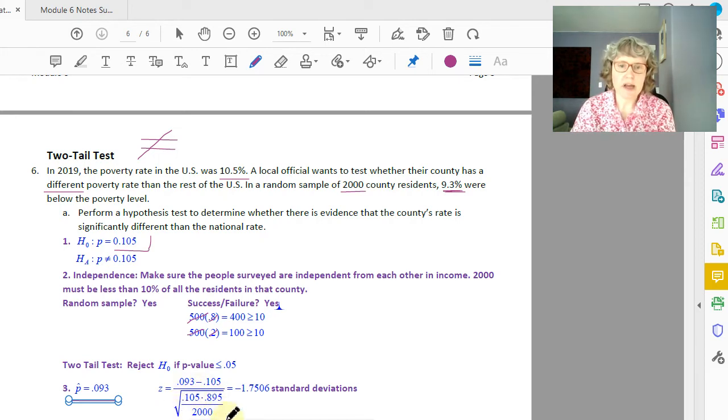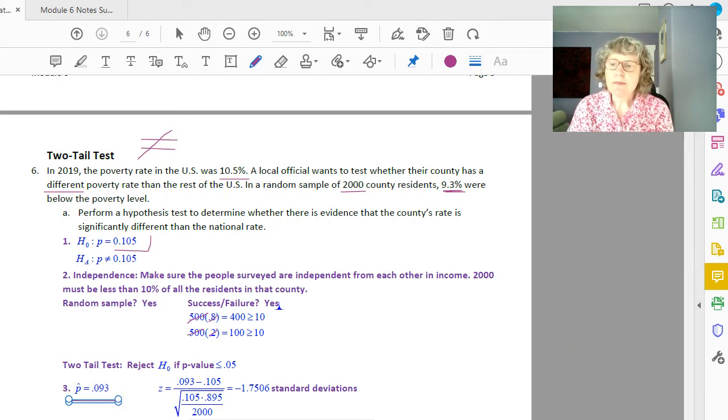Okay, these are correct. And that turns out to be negative 1.7506 standard deviations, or z-score. It's below. Another double check here is because we're below the mean. Remember our p0 is 0.105. This is less than that, so we should get a negative z-score. If it was to the right, we should get a positive one.